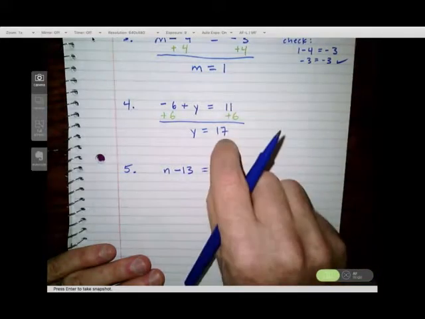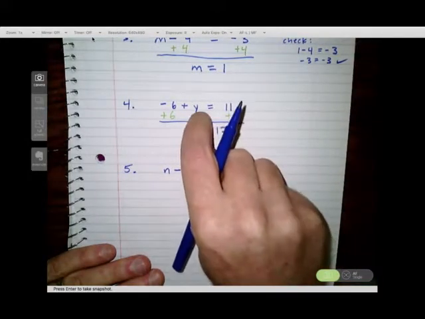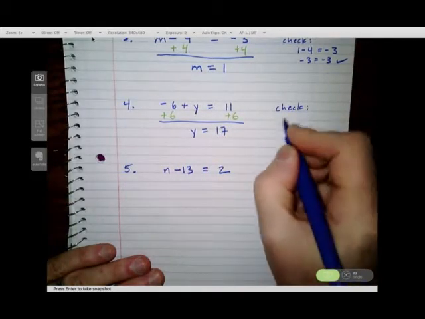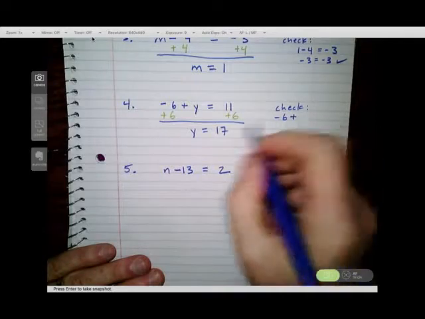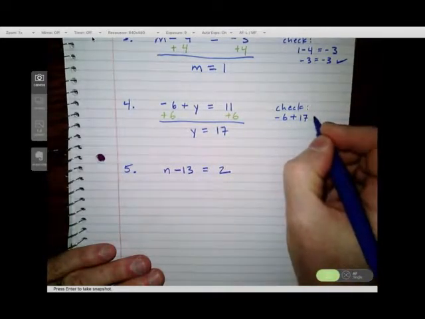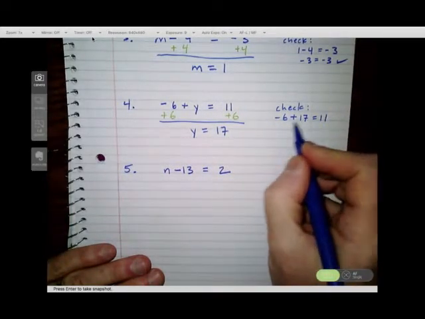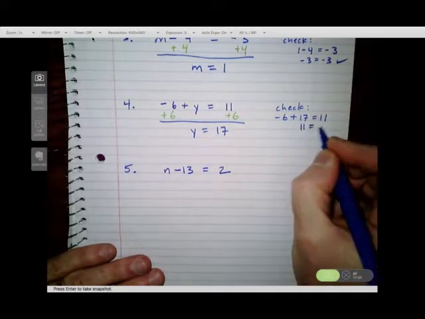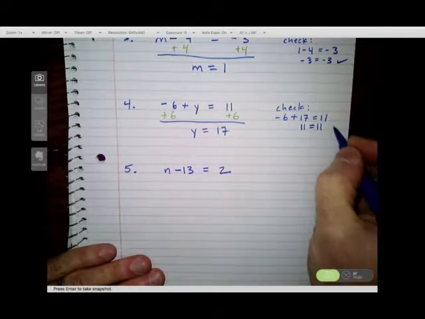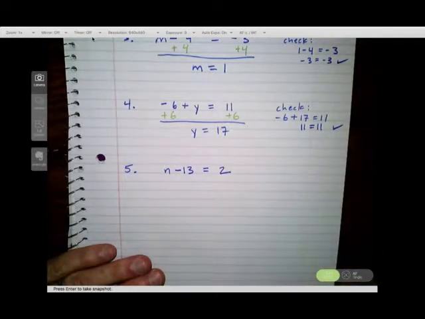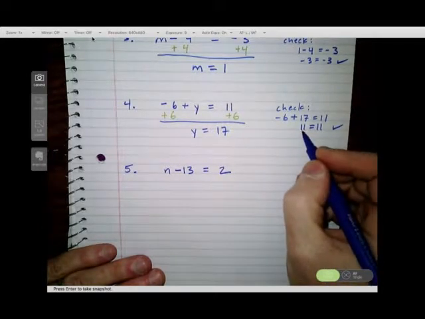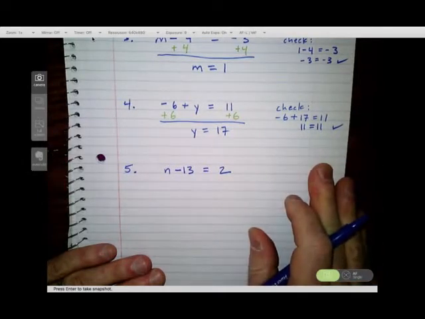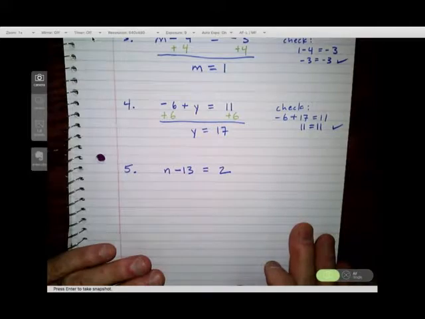So again, we're going to plug this 17 in for y in the original equation in the check. So it's negative 6 plus, instead of y, the 17 goes in there, equals 11. And let's see, negative 6 plus 17, that's the same thing as 17 take away 6, so it is 11. It works. 11 equals 11, check. Again, if I got 9 equals 11 or something weird like that, then I would know that I made a mistake. You need to get the same number on each side.